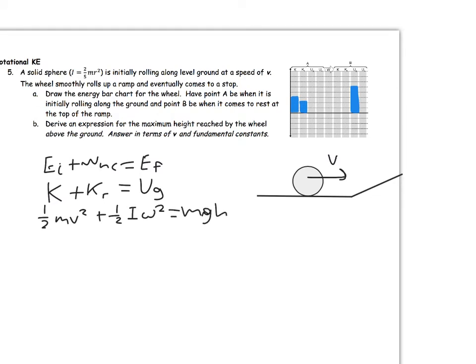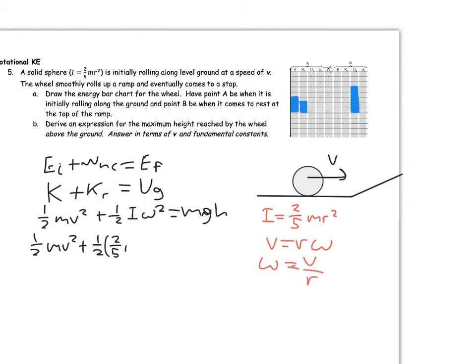There are 2 key substitutions we're going to make here into this equation. First, the moment of inertia for a sphere, which is 2/5 mr squared. The second is that velocity is r omega, so we're going to say that our angular velocity is v over r. So we'll make those 2 substitutions here into our equation. So we have 1/2 mv squared plus 1/2 times 2/5 mr squared times our angular velocity, which is v over r, but since it's squared, it's really v squared over r squared, and that equals mgh.